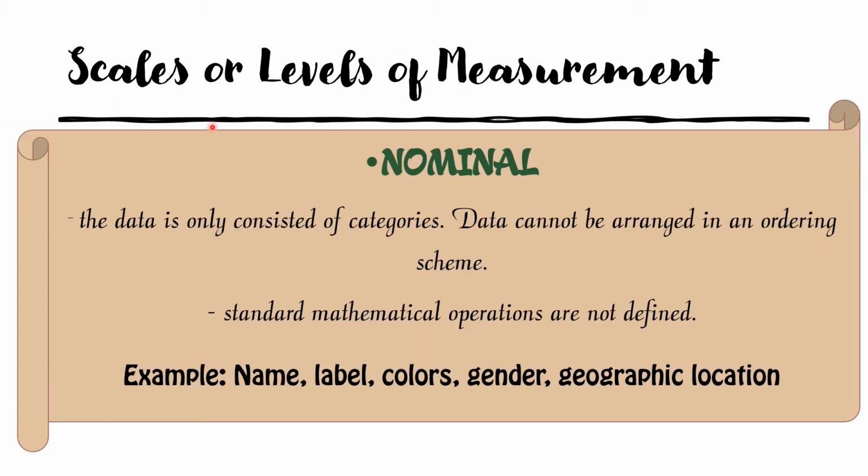Next, scales or levels of measurement. First, we have nominal. Nominal scale: the data only consists of categories. Data cannot be arranged in an ordering scheme, and standard mathematical operations are not defined. Meaning to say, we cannot add, subtract, multiply, or divide the said data. Examples of this scale: name, label, colors, gender, geographic location. As you can notice, the examples under nominal scale are just qualitative data, right? They talk about quality or characteristics. So we cannot add a name, we cannot subtract a name. We also cannot arrange them in ascending or descending order, right?